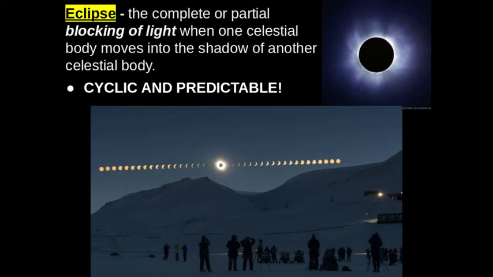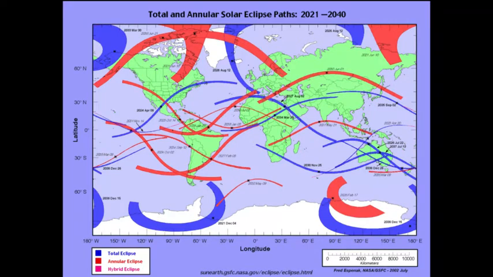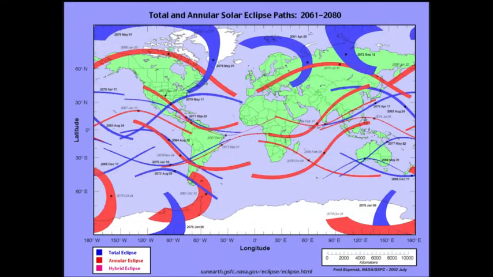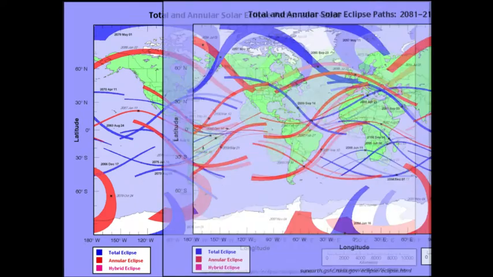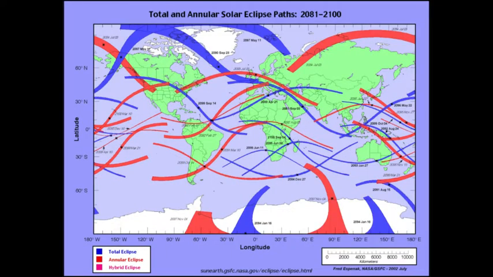Astronomers know when eclipses are going to happen for the next 20 years. They know when and where they're going to happen for the next 60 years. They know when and where they're going to happen for the next 100 years. They can predict this almost into infinity.